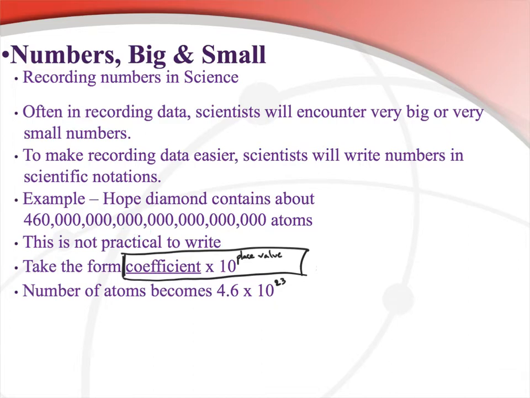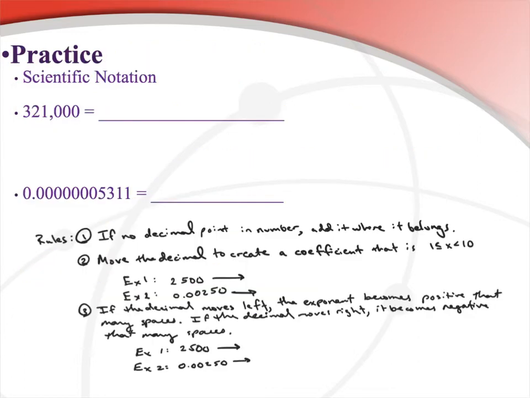It's a very, very pretty blue diamond, if you've ever had a chance to see it. But that's a lot of atoms in that diamond. It's a very large diamond, but even then it's got tons and tons of atoms. So it's much easier to write it as 4.6 times 10 to the 23rd than write 4, 6, and then a bunch of zeros, 20 zeros or so after that. We're first going to take a look at the rules for how to do this and a couple of examples, and then we'll do these two up here.